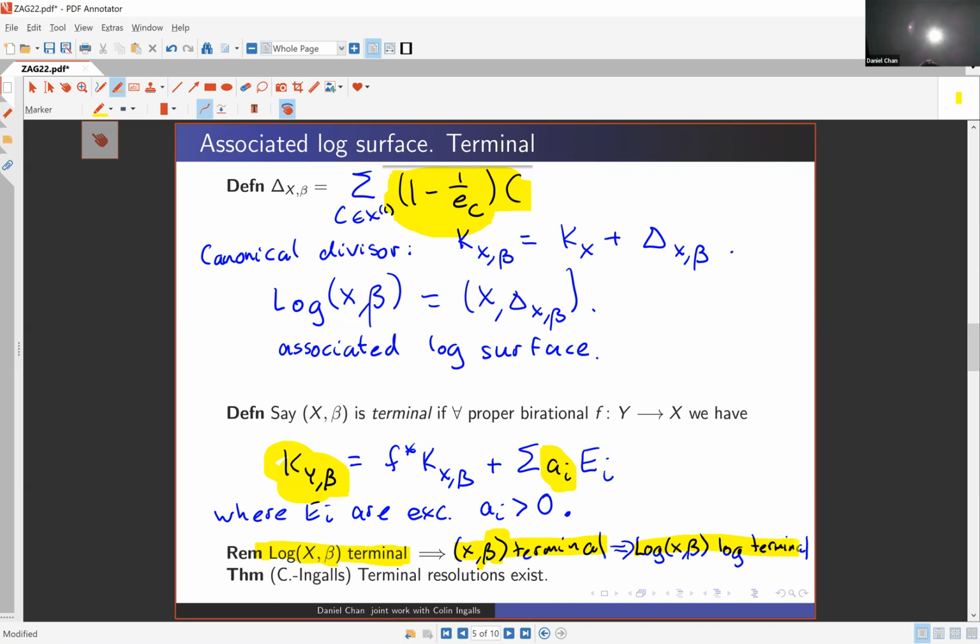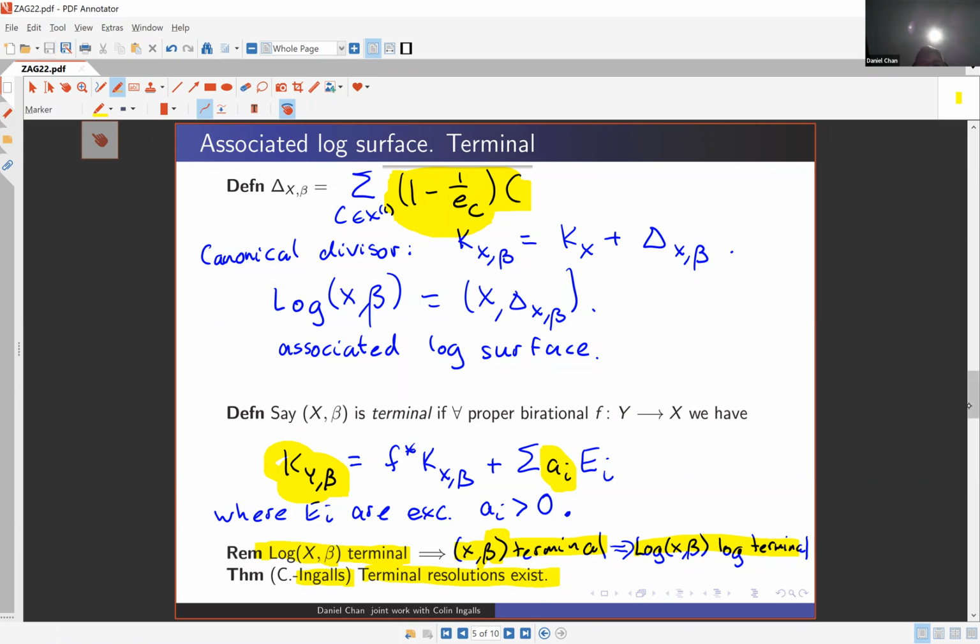The most important thing to have, if you want to make sure this program works, is that terminal resolutions exist. And by the way, I should have said that this is all joint work with Colin Ingalls, my co-author on this project. So terminal resolutions exist. Maybe before I move off this slide, I'll check that there are no questions. It's nice that at least we can define all the things involved in the minimal model program, and hopefully you can see that something interesting comes out of this.